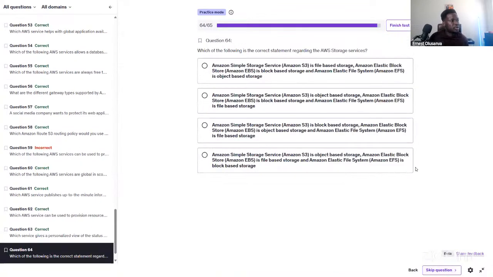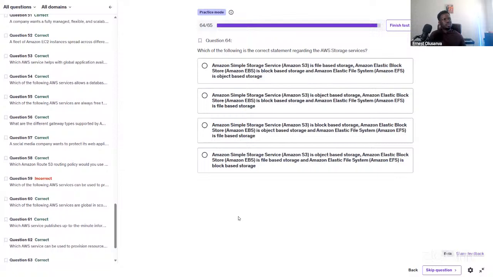Right. I think we have two more questions to go and we should be done. So, which of the following is the correct statement regarding AWS storage services? This is a good straight to the point question. They said Amazon S3 is a file-based storage. Is that true? No, S3 is object-based storage. So that's wrong already. So we can cancel that out. Next option. Amazon Simple Storage Service is an object-based storage. Yes, correct so far. Elastic Block Store is a block-based storage. Correct so far. And Elastic File System is a file-based storage.